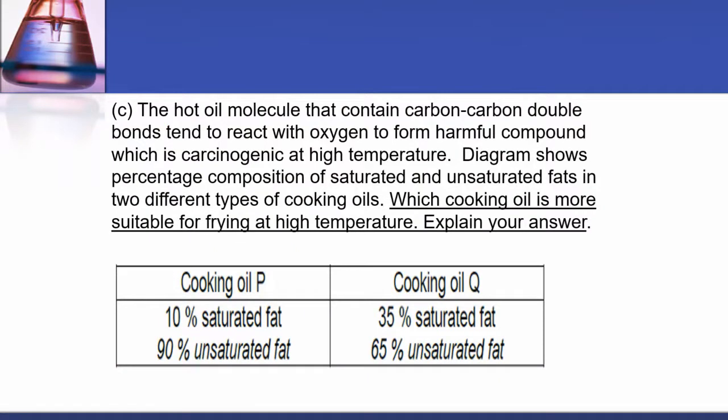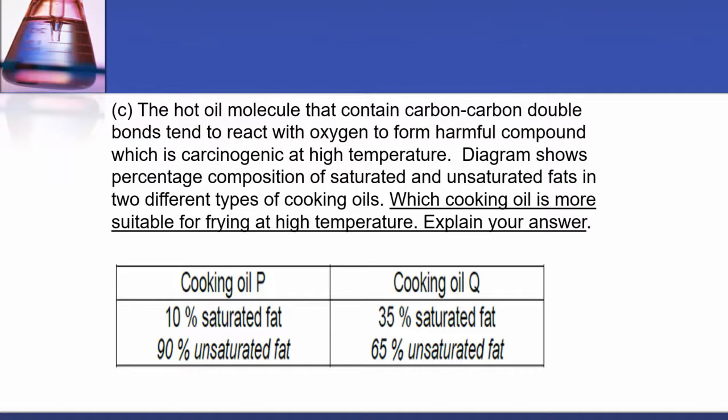For question 1C, hot oil molecules that contain carbon-carbon double bonds tend to react with oxygen to form harmful compounds, which are carcinogenic at high temperature. The diagram below shows the percentage composition of saturated and unsaturated fats in two different types of cooking oils. Which cooking oil is more suitable for frying at high temperature? Explain your answer. From the diagram, cooking oils P and Q are given with their percentages of saturated and unsaturated fats.